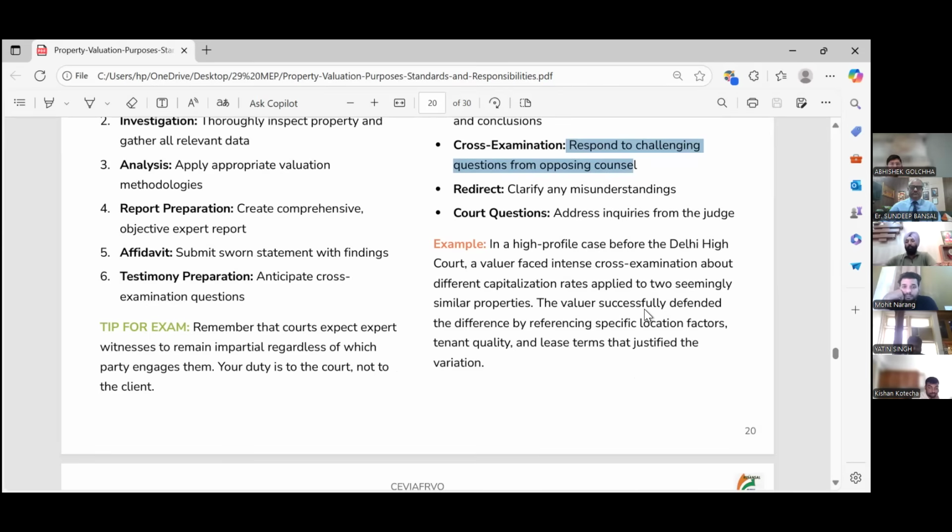So all these things should be in your valuation report, especially when you are doing valuation for court purposes. Remember that courts expect an expert witness to remain impartial regardless of which party engages them. So your duty is to the court and not to the client. This is the important thing whenever you are doing valuation.